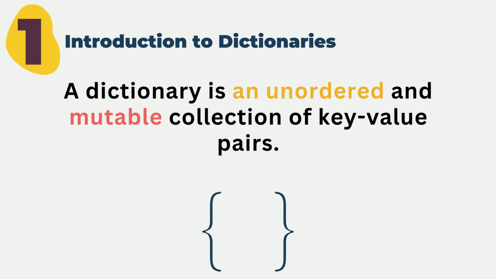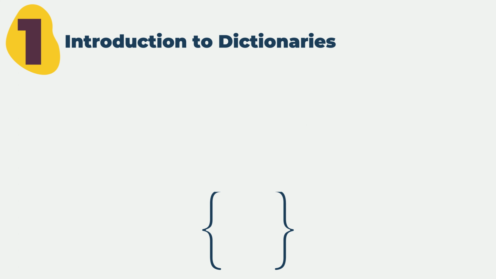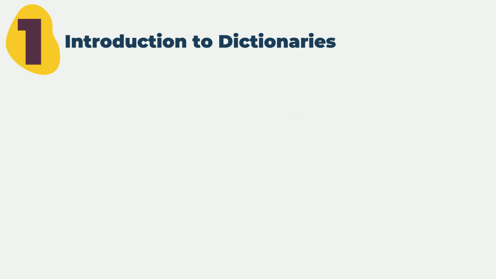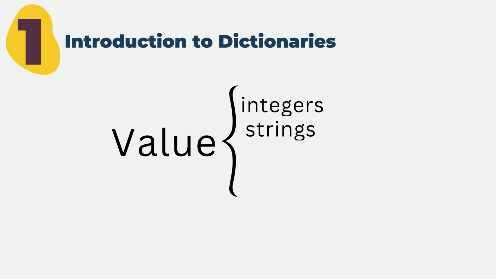Before we dive into the code, let's understand the concepts of keys and values in dictionaries. In Python dictionaries, each piece of data is associated with a unique identifier called a key. Think of keys as labels that help us access specific information within the dictionary. Keys are required to be unique. Each key corresponds to one specific value. Values, on the other hand, are the actual data associated with the keys. These can be of any data type: integers, strings, lists, or even other dictionaries.